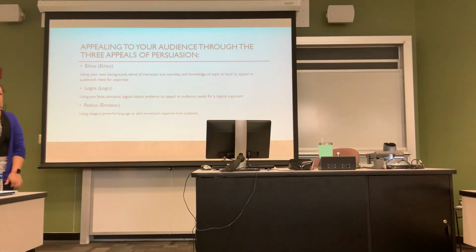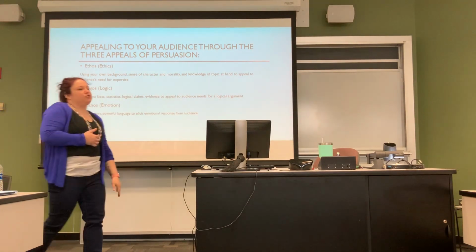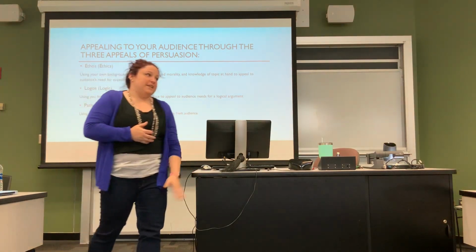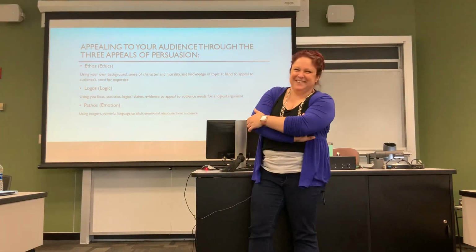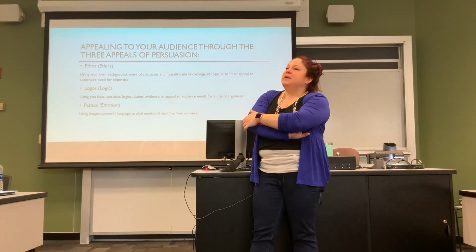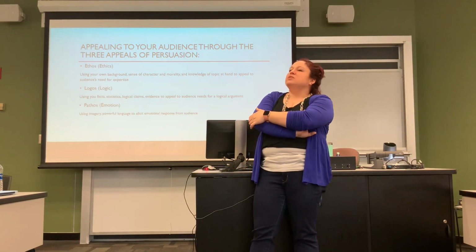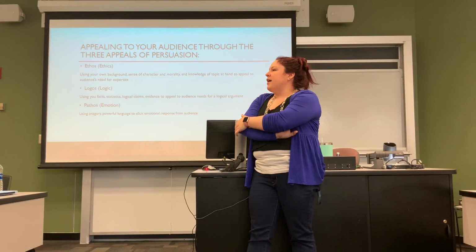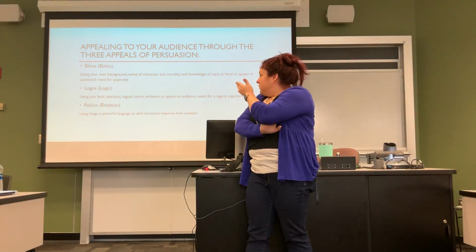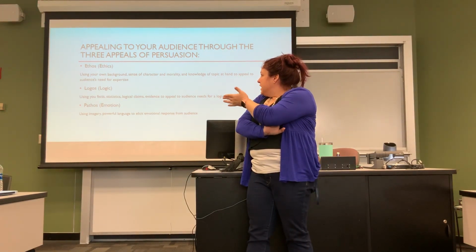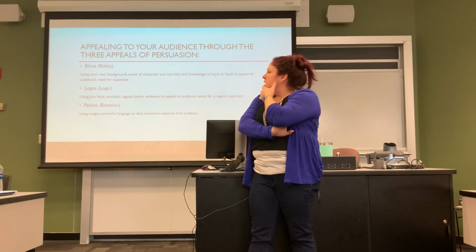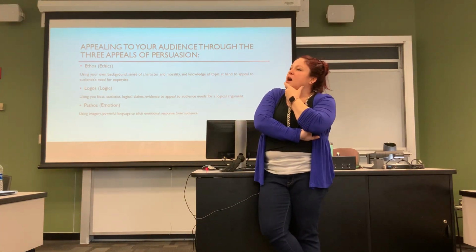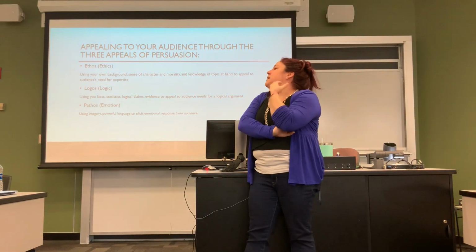Well, there is this long historical strategy that dates back to the days of Aristotle. I don't know if any of you know who Aristotle is. Hopefully you do. They are called the three appeals of persuasion, which are ethos, logos, and pathos. If you look right here, we have the translation. Ethos is ethics, logos is logic, and pathos is emotion.